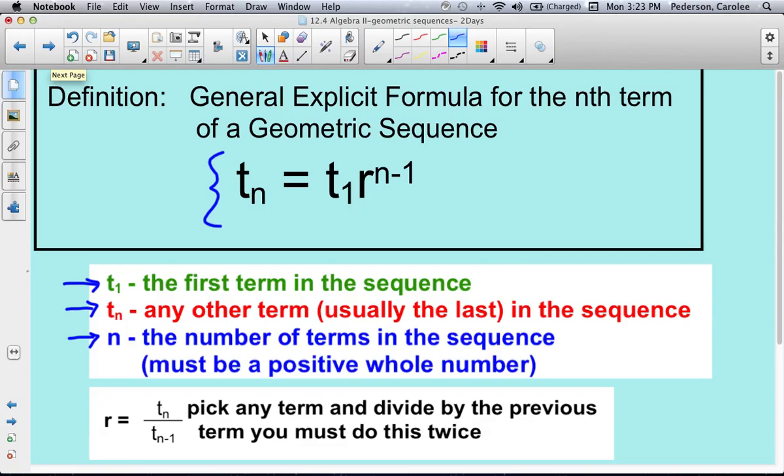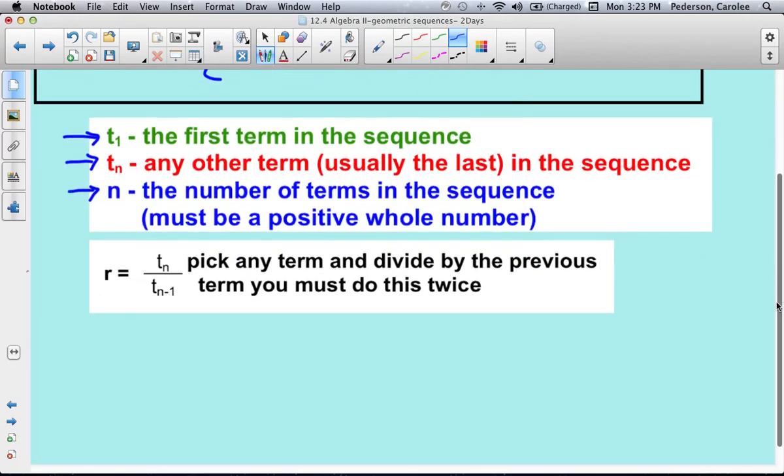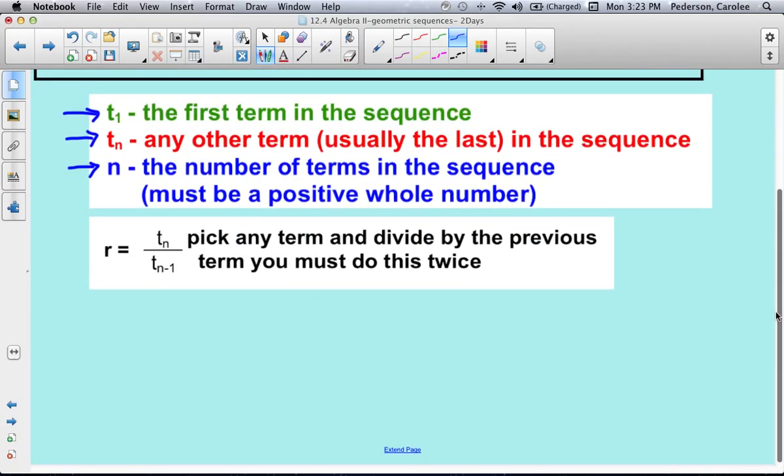To find the common ratio, the R, you pick any term in the sequence and divide by the previous term. And I would do this twice to make sure you have a common ratio. So that's your R.